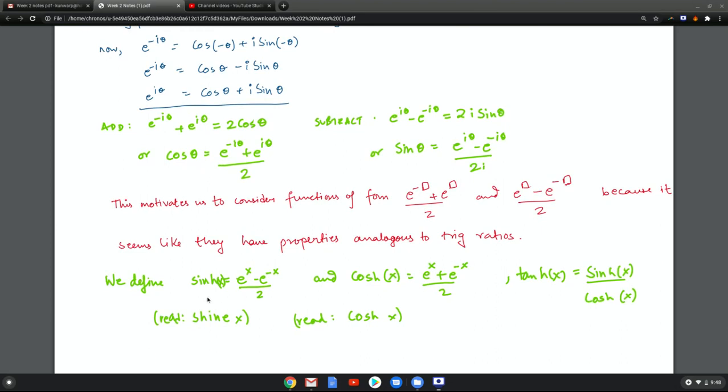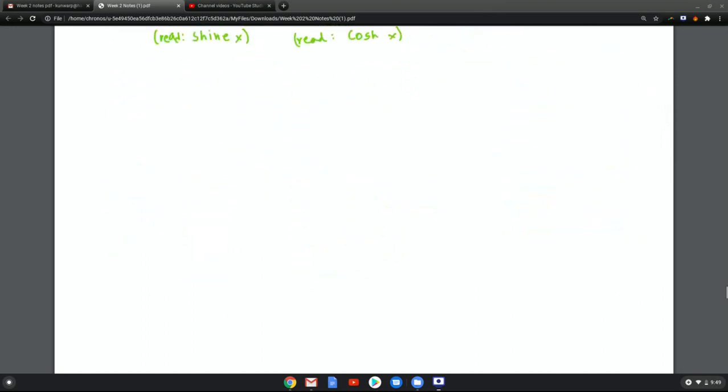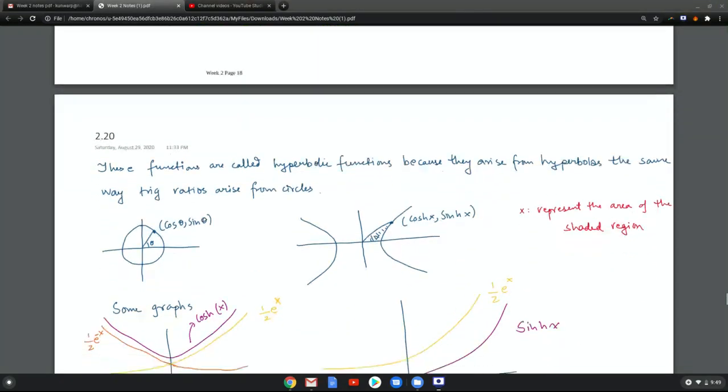So we define these functions: sinh of x, which you can read as hyperbolic sine x, is e to the x minus e to the negative x over 2. And we define cosh x, our hyperbolic cosine x, as e to the x plus e to the negative x over 2. And in a manner consistent with trig ratios, we define tanh x as sinh x over cosh x. In fact, other properties that we're familiar with from trigonometry also follow in the hyperbolic case.